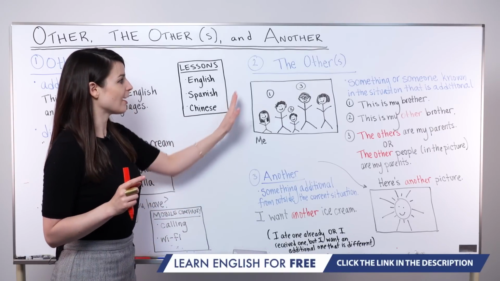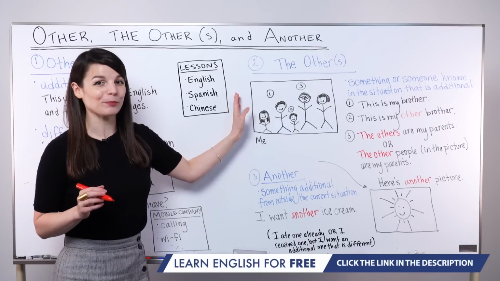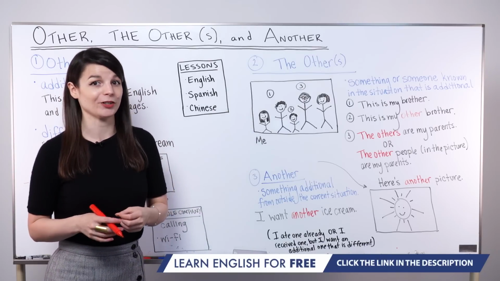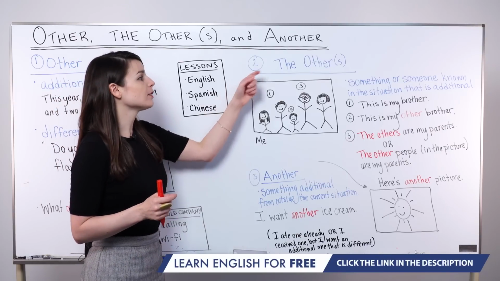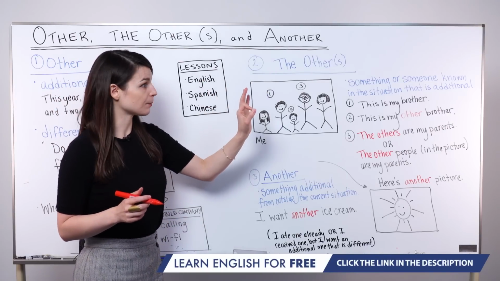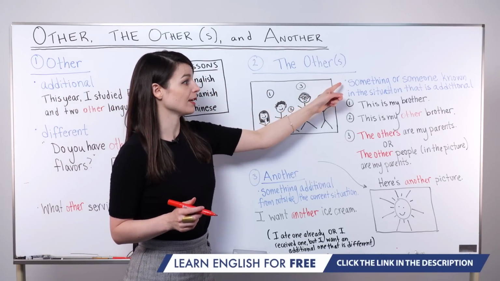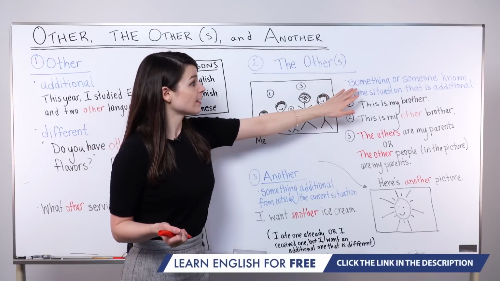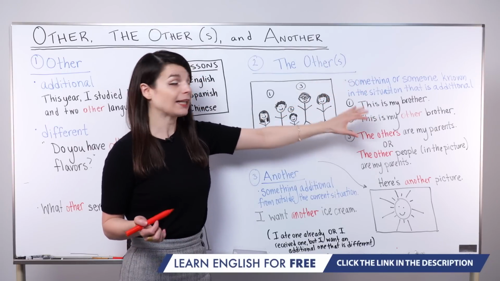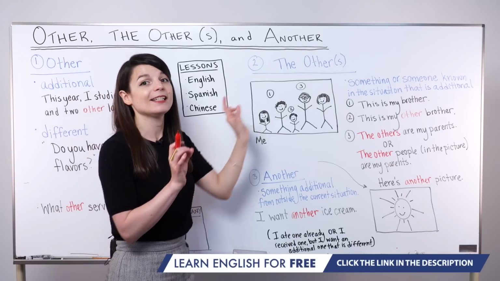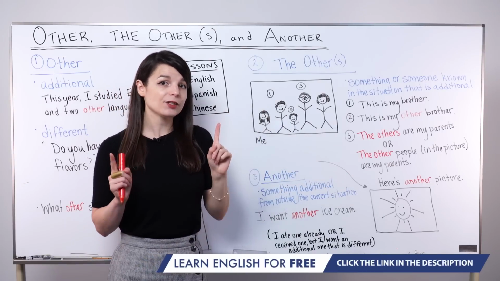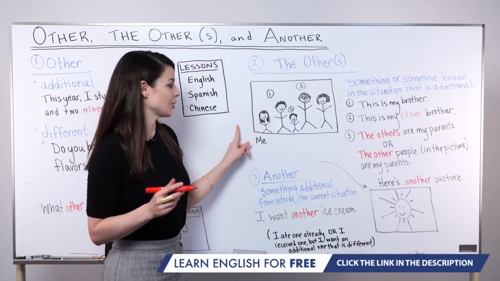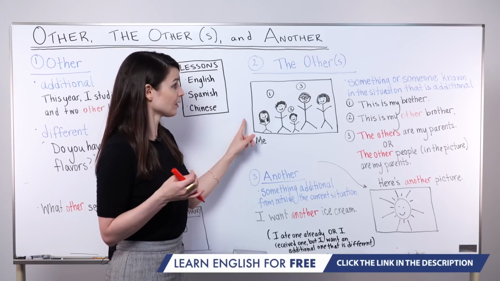So for this practice, I've made a sample family picture. So I'm going to imagine we're looking at a family picture for this one. So we use the other or the others to refer to something, some things as well, or someone or some people, something or someone known in the situation that is additional. So in this situation, this is me. Here's me in the picture, in this family picture. Let's imagine this is me.